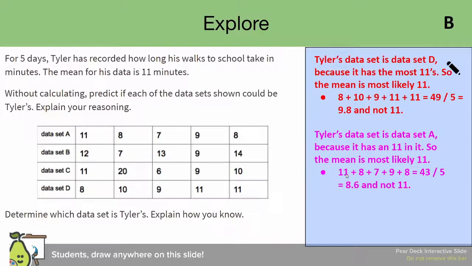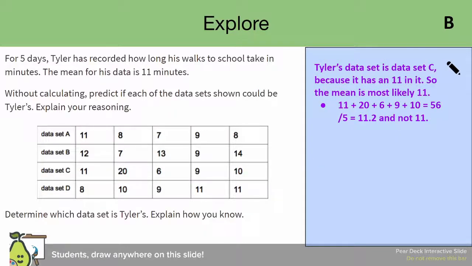So even though 11 is in the data set for data set A, the rest of the numbers happen to all be to the left of 11. They happen to all be less than 11. And we know from previous videos that that's not going to help us maintain a balance if the majority of the numbers are to the left of 11, which is our average. So unfortunately, this one is also not going to work. Let's keep going. This student's statement said that Tyler's data set is data set C because it has an 11 in it. So the mean is most likely 11.